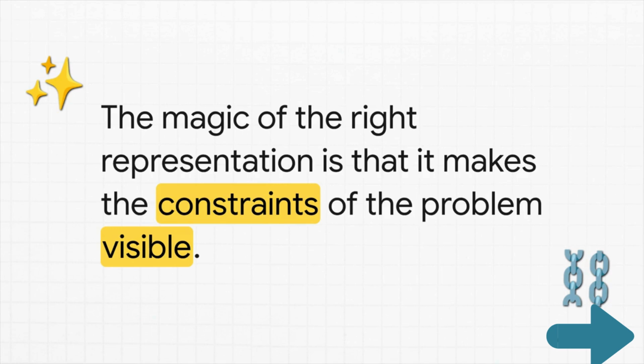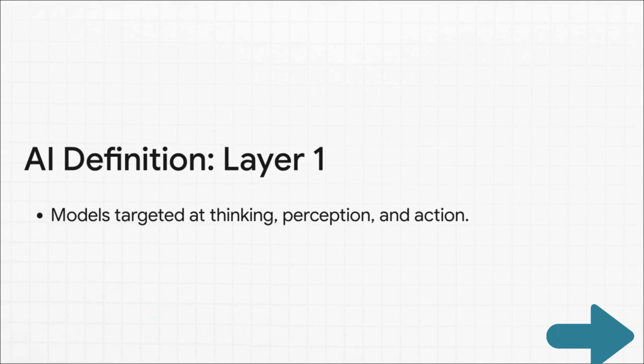It takes those hidden rules, like the fox can't be alone with the goose, and turns them into the very structure of the map. And once you can see the constraints, the solution just snaps into focus. Okay, so now that we have these two big ideas, models and representations, we can start building Winston's full definition of AI piece by piece.